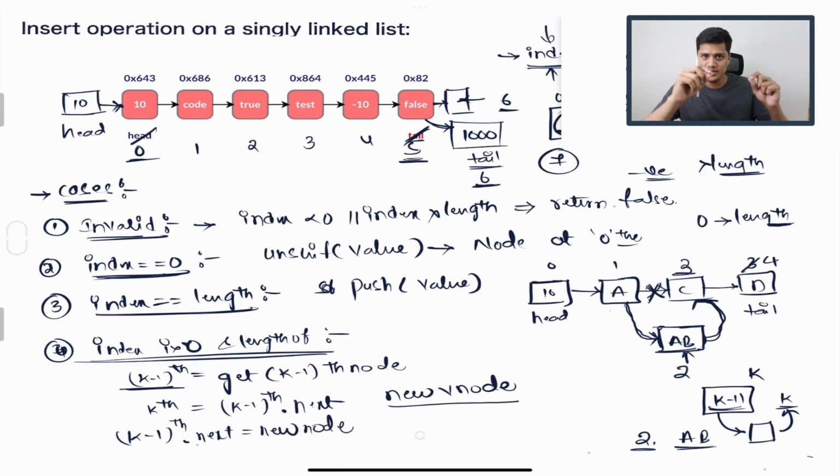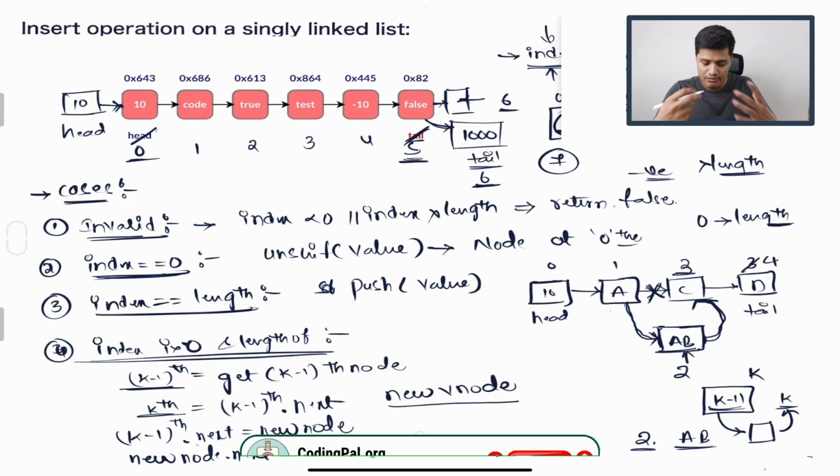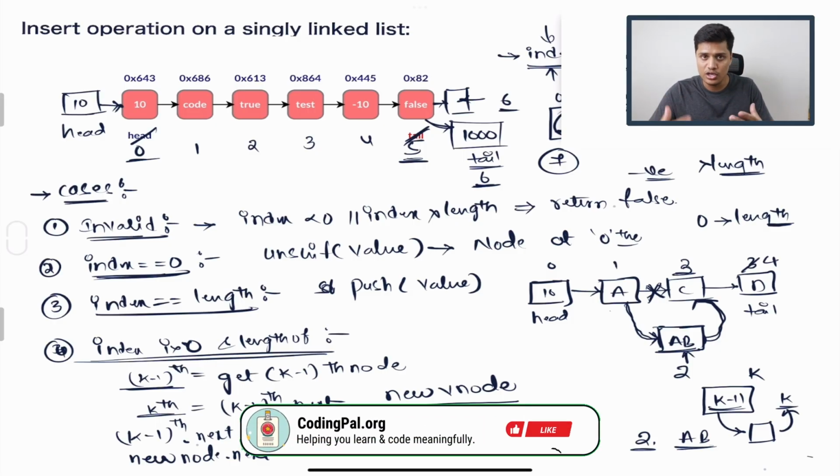Now we have adjusted the connection for the newly created node. Now to this newly created node, the next should be whatever the kth node that we had previously, which is available inside this kth node variable. That's why to update the next, new node dot next is equal to kth node. In this way, we are actually inserting the new node into the singly linked list.